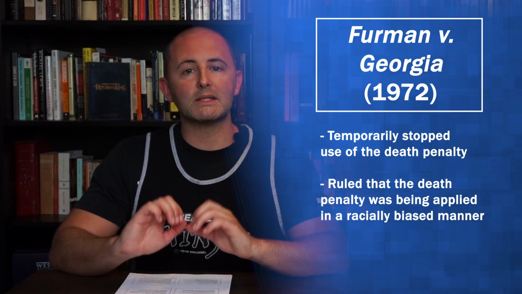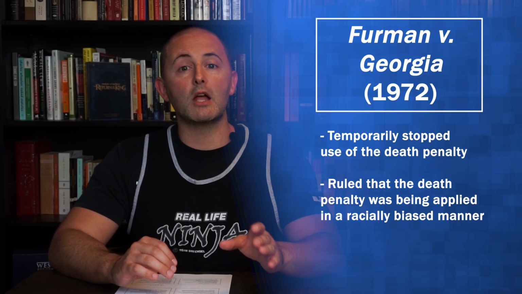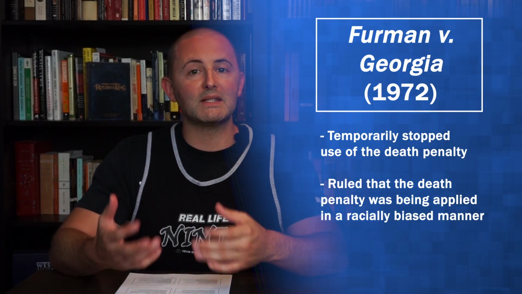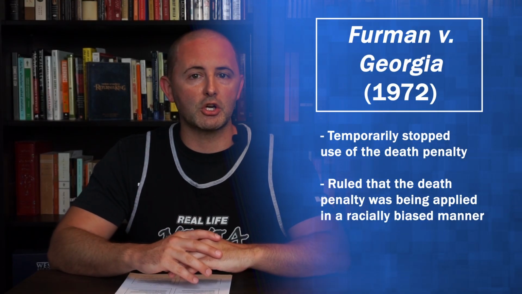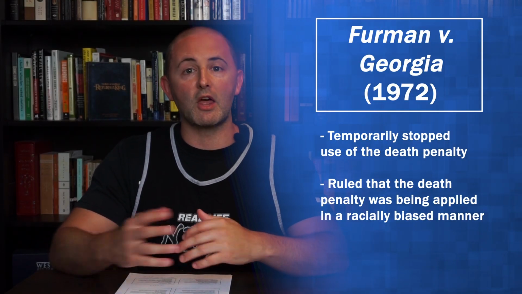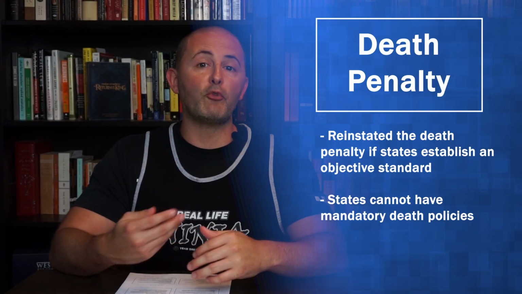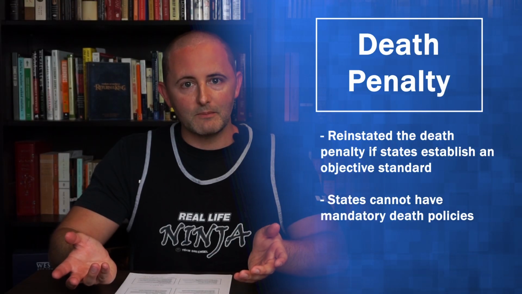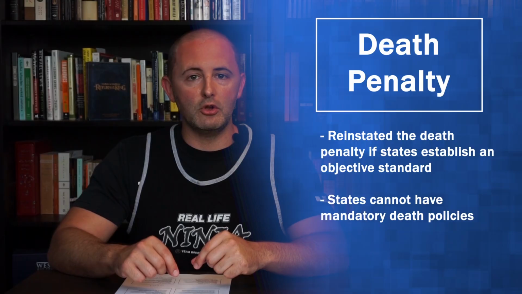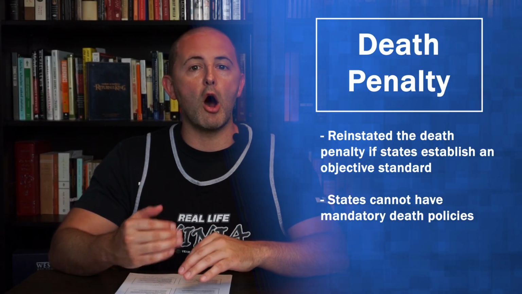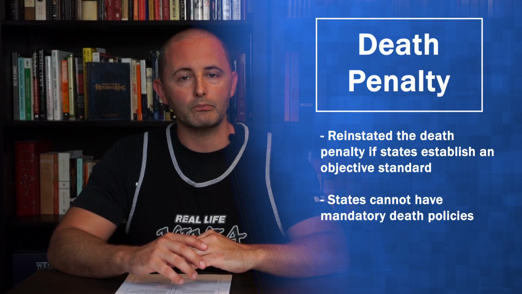So the Supreme Court stopped the death penalty and said to the states, essentially, you need to come up with some kind of objective standard of how people get the death penalty and not just leave this up to juries to be racist and give the death penalty to whomever they want and not give it to other people. Four years later, we get the death penalty back. The Supreme Court reinstitutes the death penalty, but they do add something new, which is that there cannot be any automatic or mandatory death penalty for a certain crime.